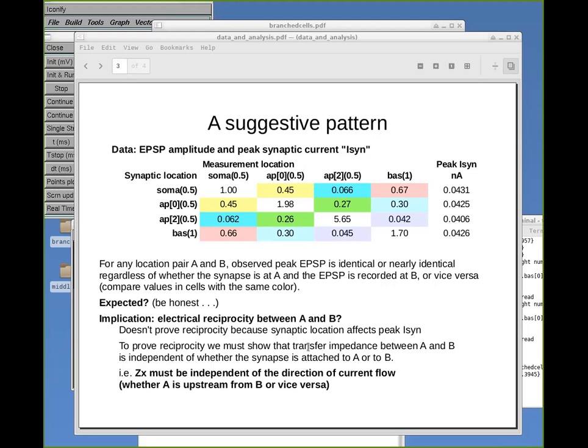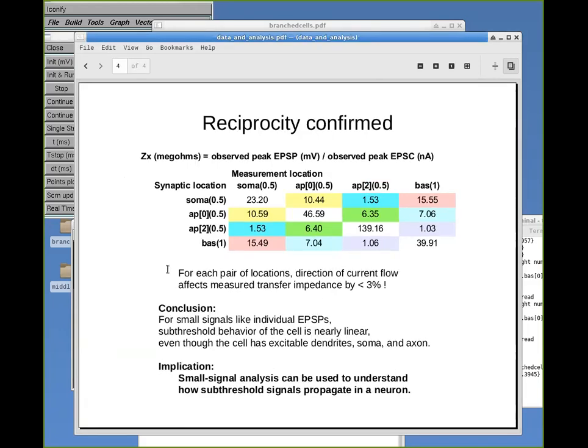So maybe we should be actually calculating the transfer impedances, not just looking at the EPSP amplitudes and comparing those. Let's actually calculate the transfer impedance. So the transfer impedance from soma to soma would be 1 over that, which is about 22, 23 megohms. So that's actually the input impedance of the soma. Let's look at our next table here. Oh yeah, look at that, 23.20. That's the input impedance of the soma.